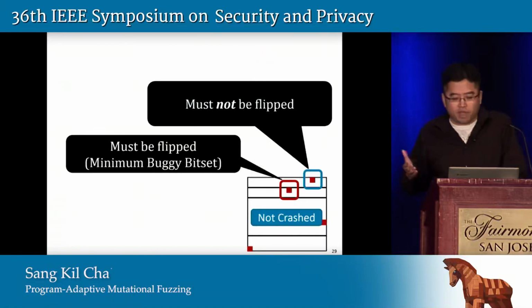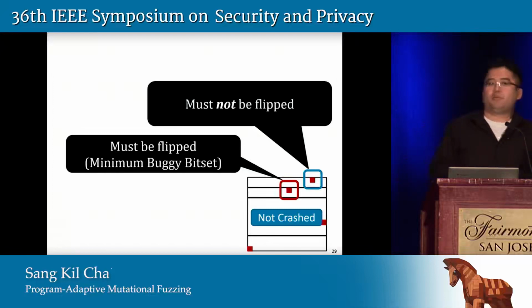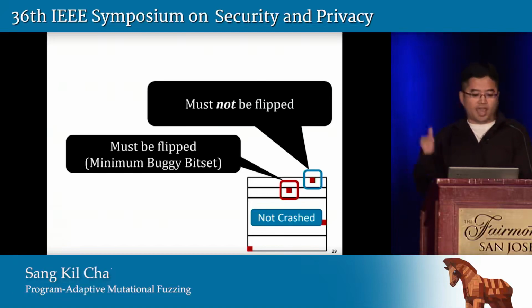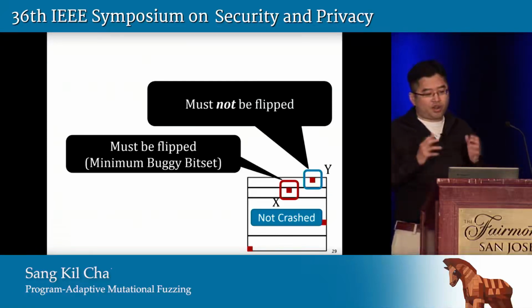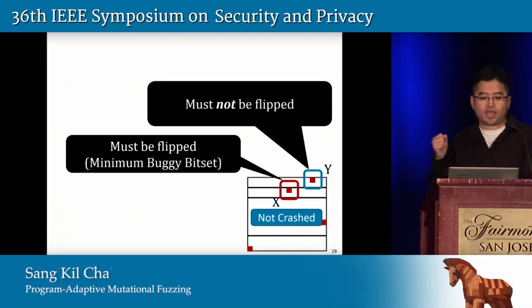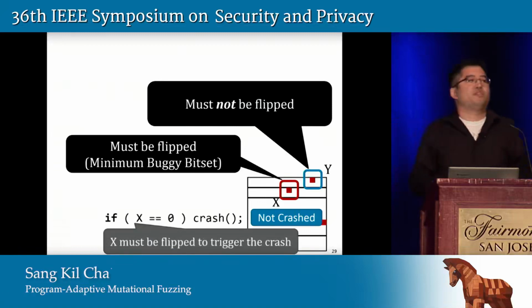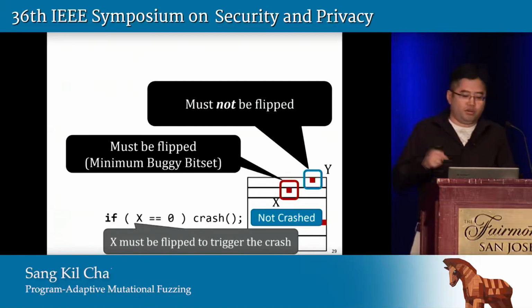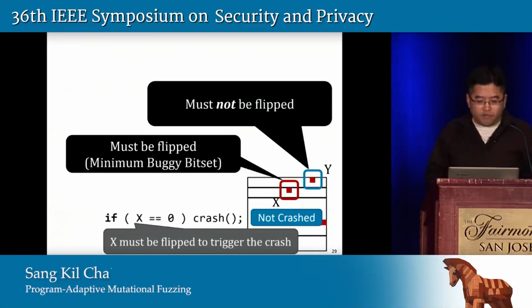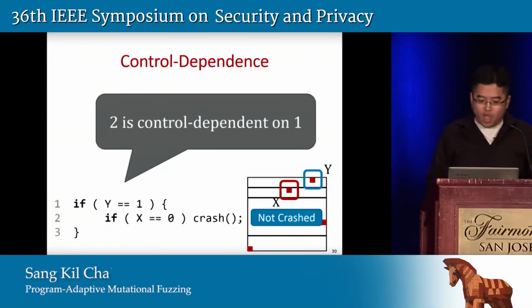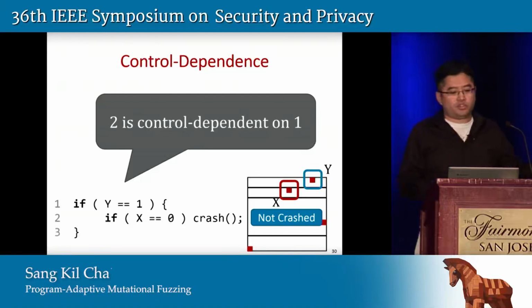Recall from the previous example, I showed you that there are 2 kinds of critical bit positions. There are bits that must be flipped, and there are bits that must not be flipped. We notice that there is a certain relationship between these 2 kinds of bits. If we let the 2 kinds of bits be x and y respectively, then we know that there must be a control flow that checks the value of x as follows. And depending on the values of x, the program should either crash or not. And since the value of y also affects the program crash here, there must be another conditional that checks the value of y. We typically say the second conditional statement here is control dependent on the first conditional statement.